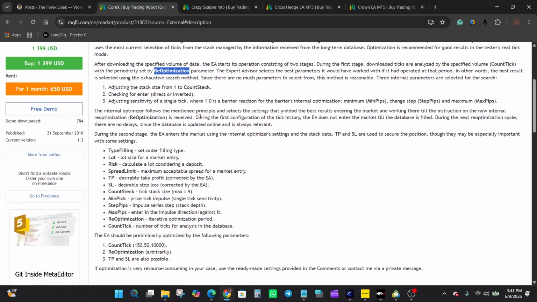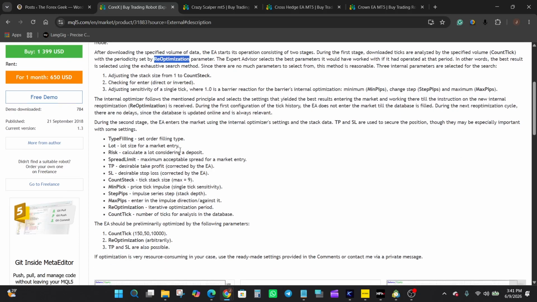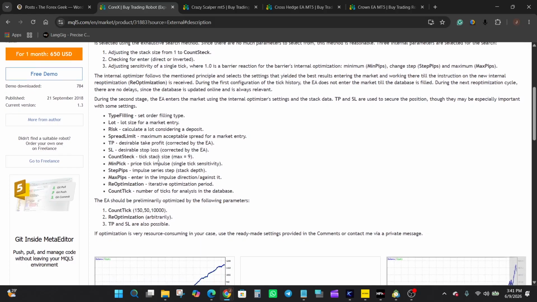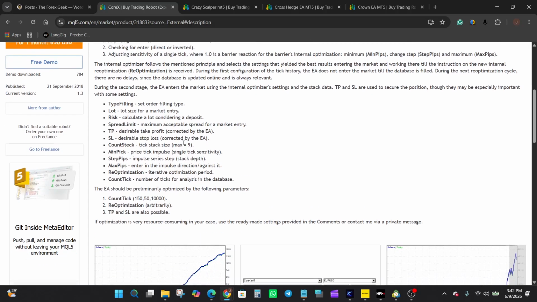Looking at the available inputs, traders have access to settings such as lot size, risk-based position sizing, spread limits, take profit and stop loss values, tick stack size, sensitivity controls, optimization intervals, and the amount of tick data used for analysis. The developer specifically notes that optimization of parameters such as count tick and re-optimization is recommended, particularly when testing in MT5's real tick mode.